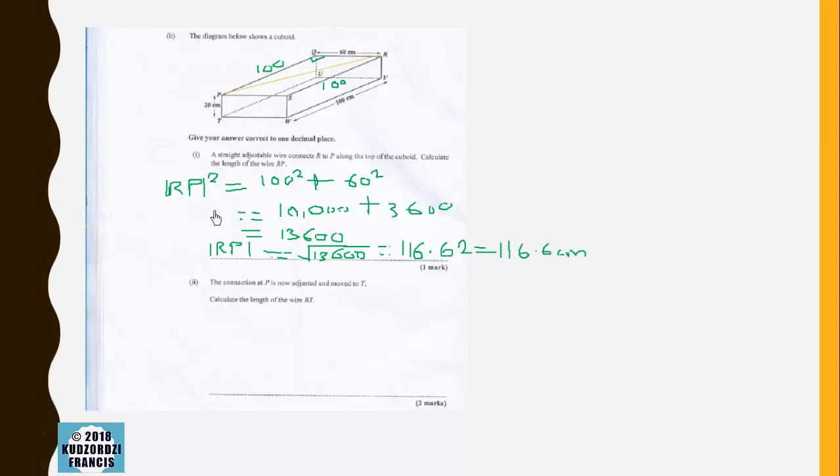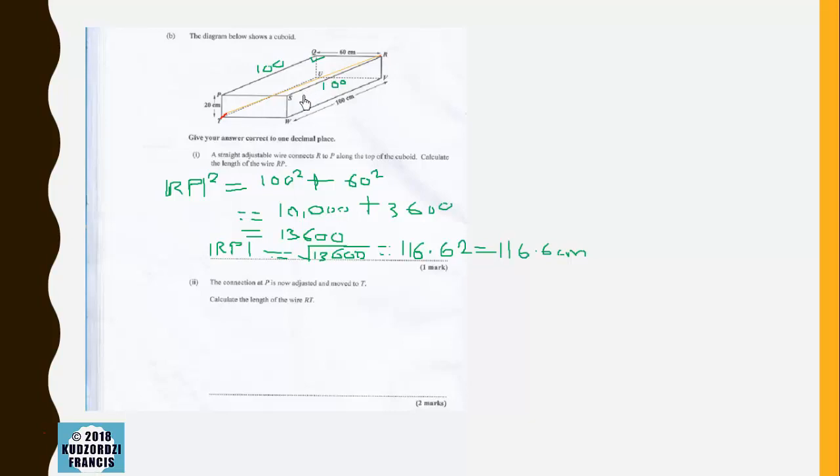Now they said the connection at P is now adjusted and moved to T. So from P it moves to T, like this. So now we are supposed to calculate the length of RT. So RT over here. Now we use the same procedure to find RT.